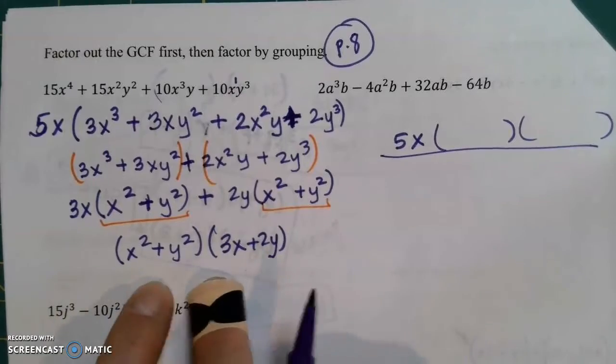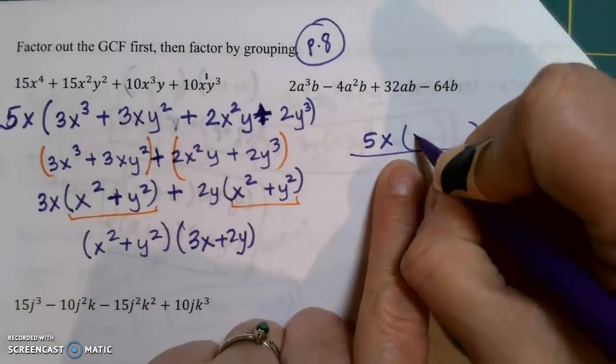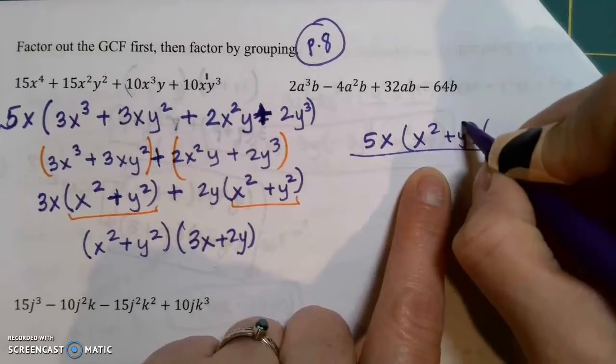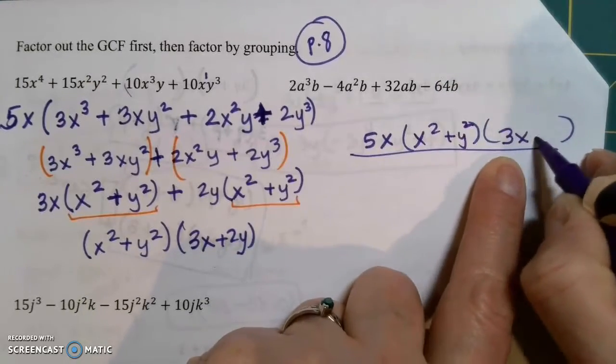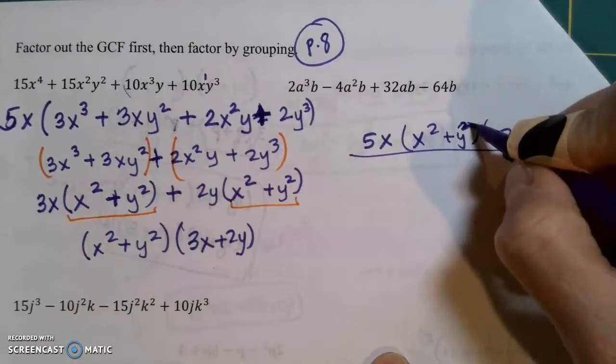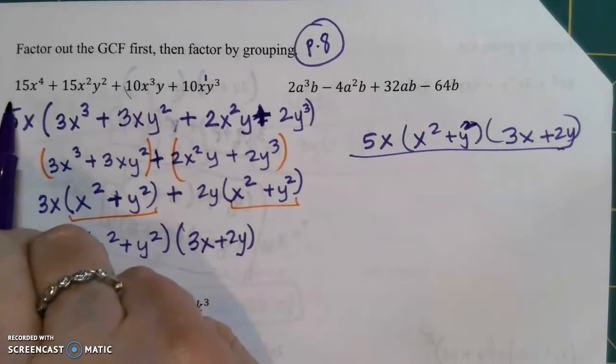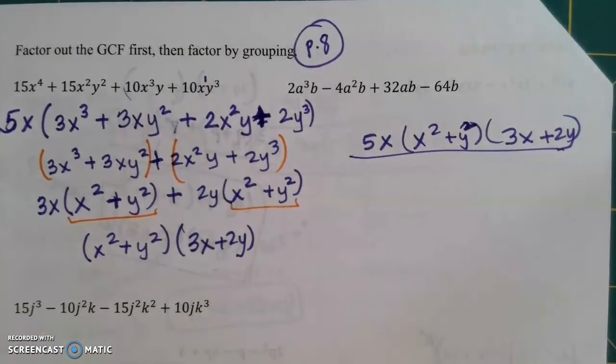At this point, I can go to my answer blank, so that I'm not forgetting my 5x, and then we get the x squared plus y squared, and then the 3x plus 2y. So if you multiply those two binomials back together, and then multiply them through by 5x, you should get back to that original 4-term polynomial that we had.